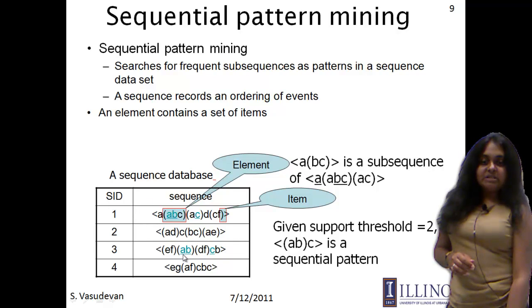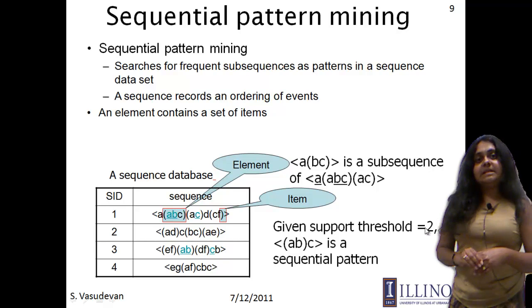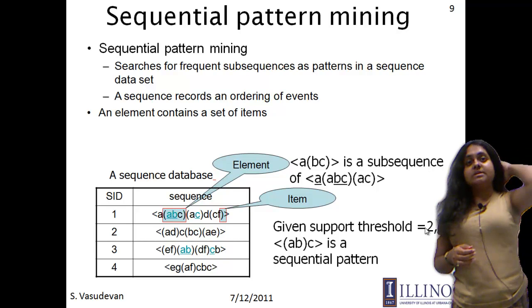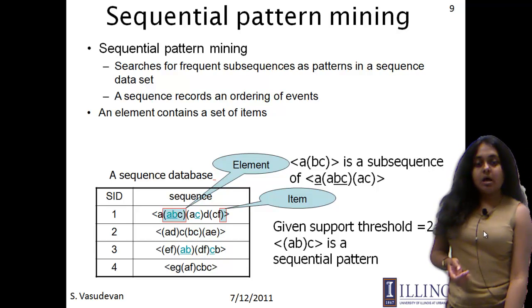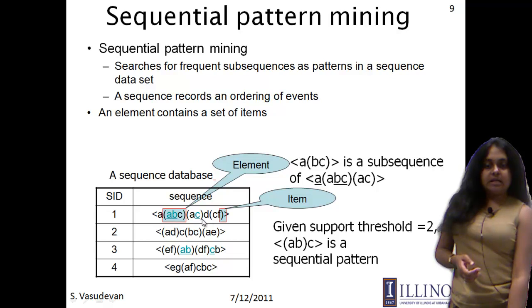Okay, so in this particular sequence database, you see that ABC is a subsequence that occurs in the sequence that's shown here. Given a support threshold of 2, which means that we want to record all patterns which appear with a frequency of at least 2 times, ABC is something that is recognized as a sequential pattern, and that's shown here in blue. It occurs twice, and hence this is considered a sequence.